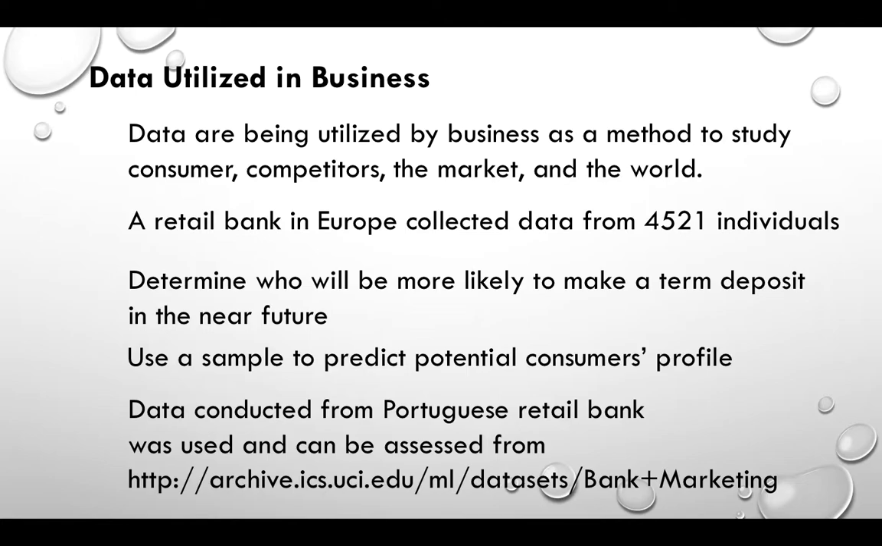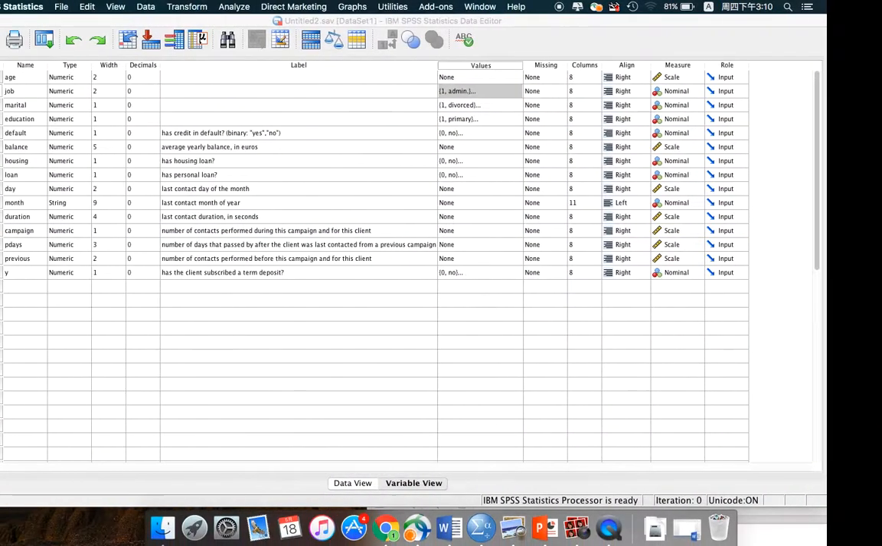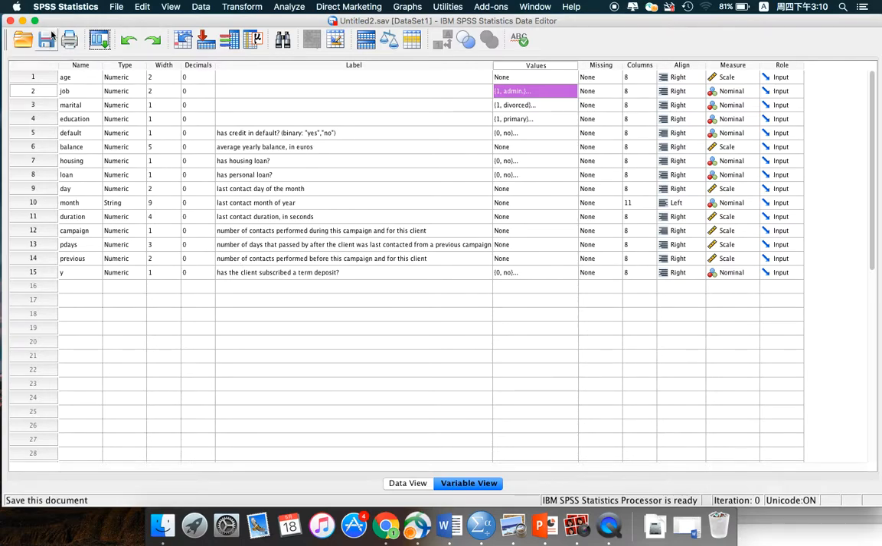Today I will run a demo on SPSS to see what insights we can get from the data that can help the bank determine who the targets are and how to attract those people. So first of all, let's open SPSS and the dataset. So here is SPSS and the dataset. We can see we have 15 attributes. The last one is the dependent variable. The others are potential factors.